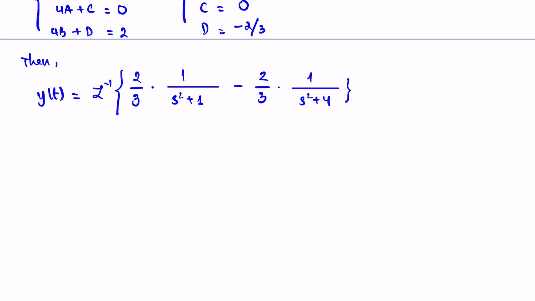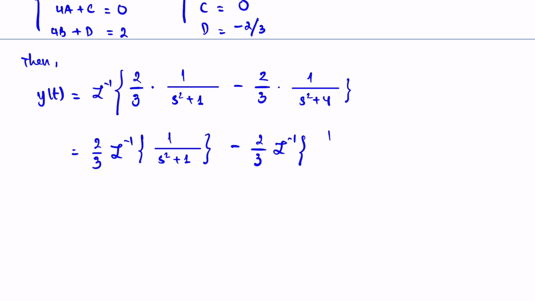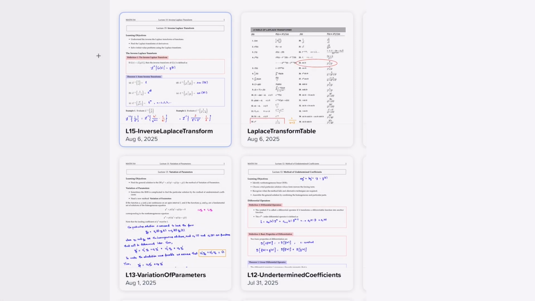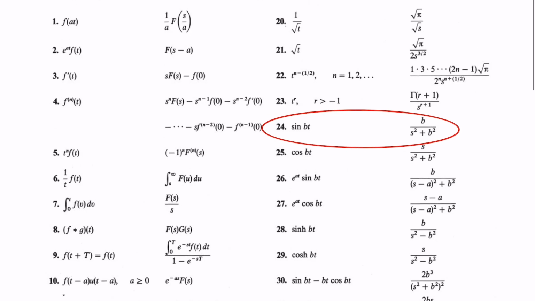Use the linear operator properties of the inverse Laplace transform. You get 2/3 times the inverse Laplace transform of 1 over (s squared plus 1), minus 2/3 times the inverse Laplace transform of 1 over (s squared plus 4). For the inverse Laplace transform of 1 over (s squared plus 1), you go to the Laplace transform table and look at formula number 24 here. You have 1 over (s squared plus 1), so in this case, b is equal to 1. So the inverse Laplace transform of 1 over (s squared plus 1) is equal to psi of t.